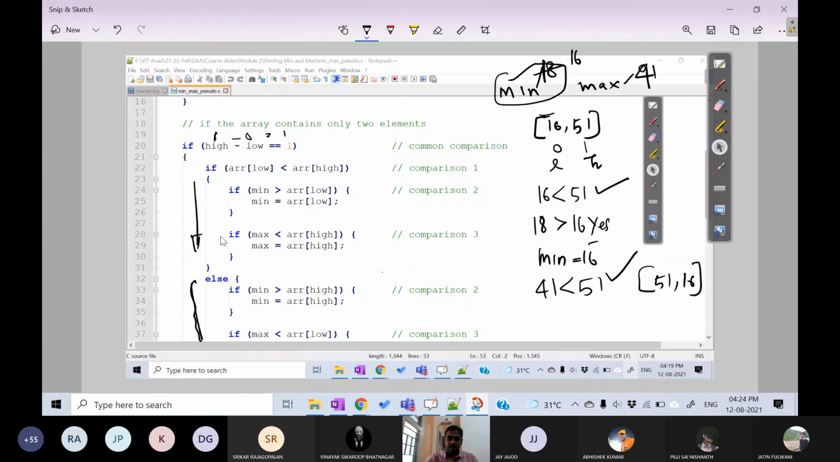True means here it will enter. This part it will enter. And maximum equal to array of high. So this maximum is going to be updated. What is that? Array of high. So equal to 51. You can see the maximum and minimum are easily updated.